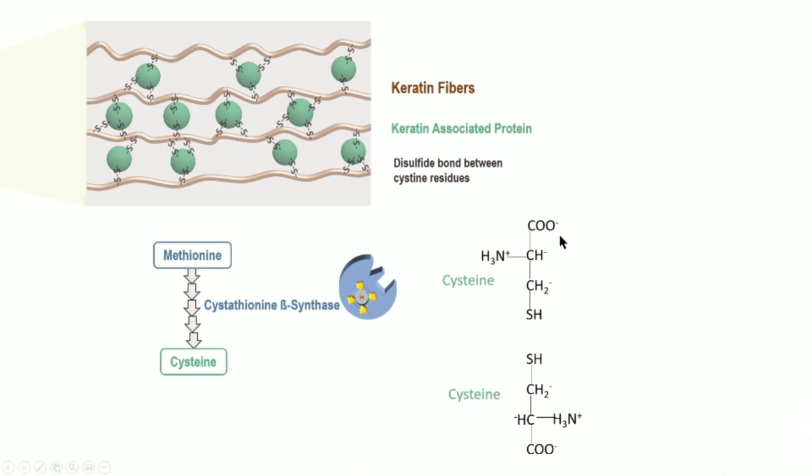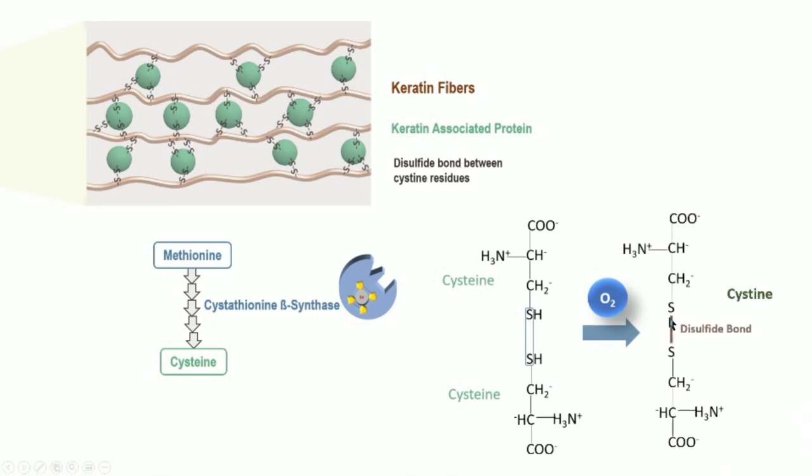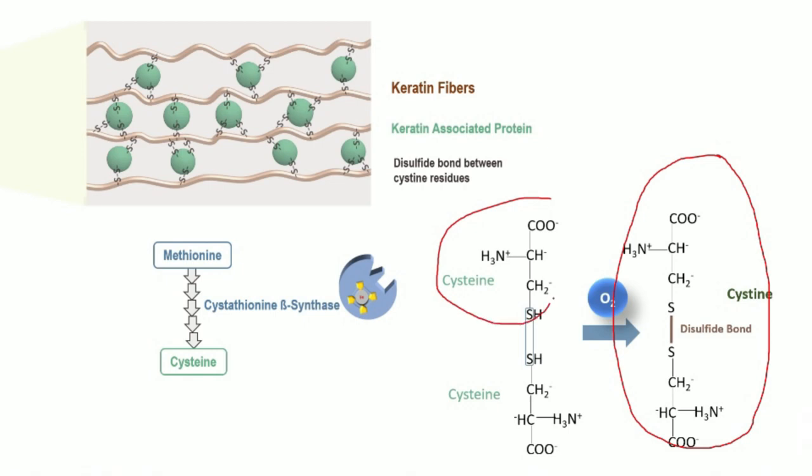Furthermore, when two cysteine amino acids combine, their sulfhydryl groups are oxidized in the presence of oxygen, and a disulfide bond is formed between the two cysteines, and resultantly the amino acid formed is called cystine. So two cysteine amino acids combine and form a disulfide bond. This is the disulfide bond.